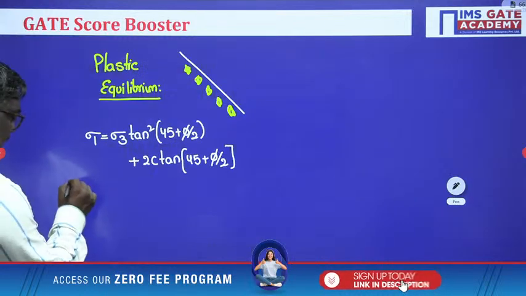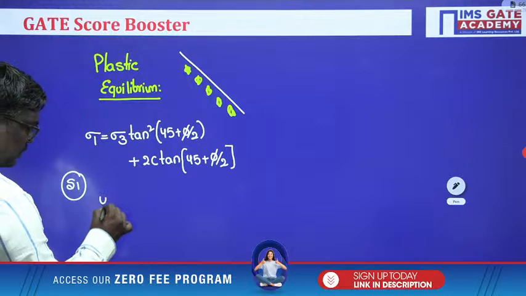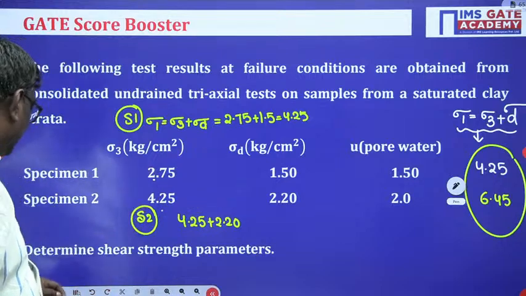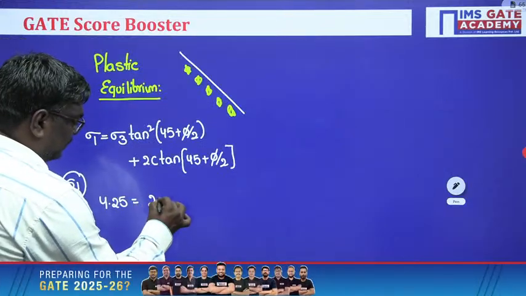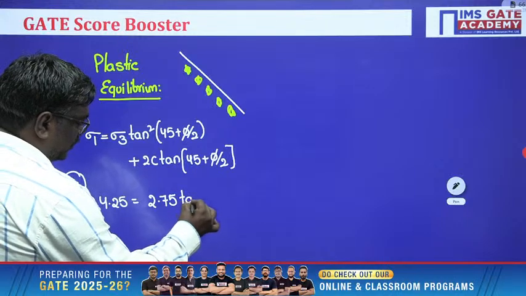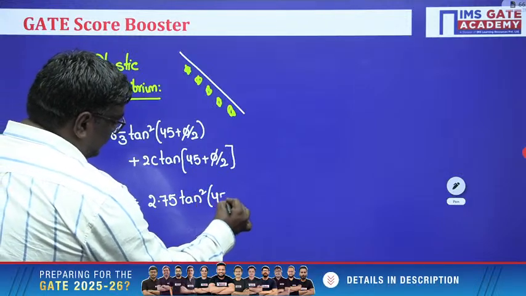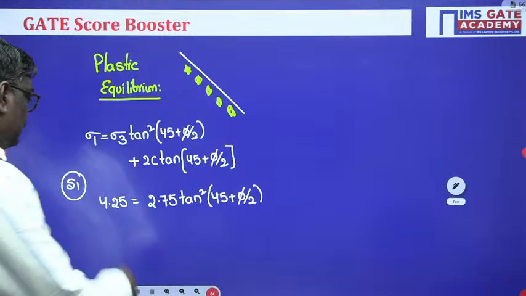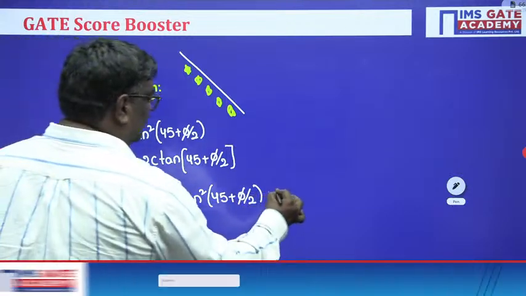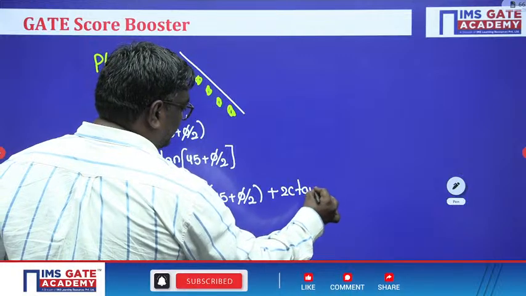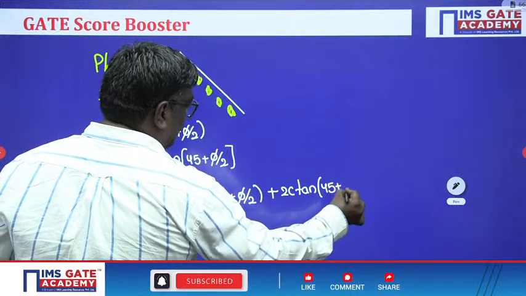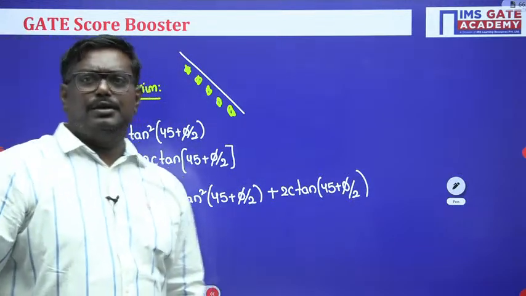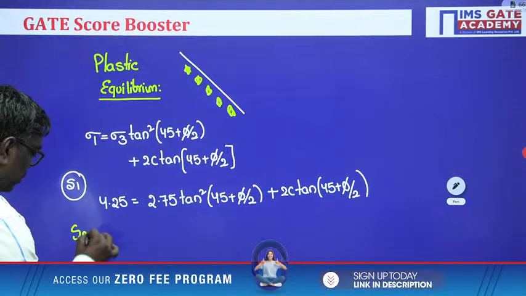So first of all, for specimen 1, sigma 1 is 4.25, and sigma 3 is the confining pressure, in one case 2.75. So 4.25 equals 2.75 tan square (45 plus phi by 2) plus 2c tan (45 plus phi by 2). Are you following, my dear students? Similarly, this is for specimen 1.